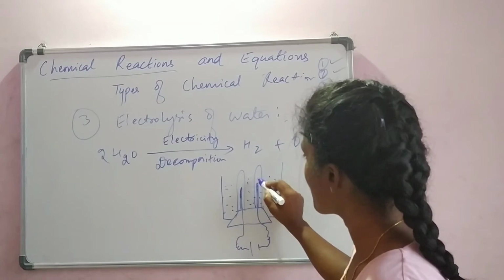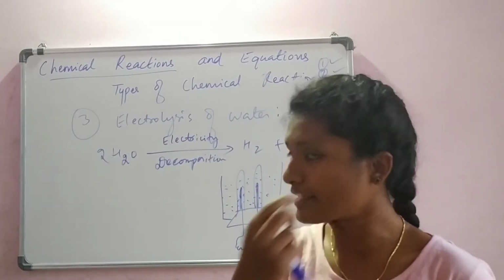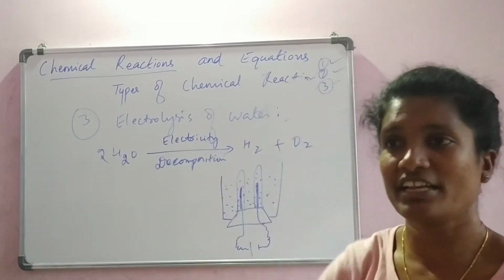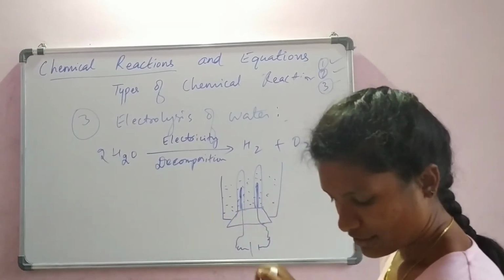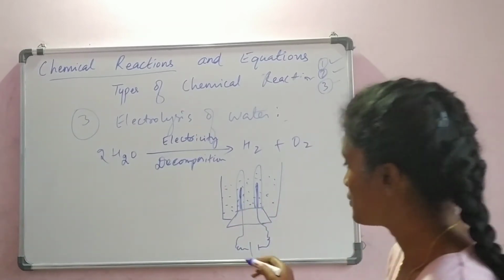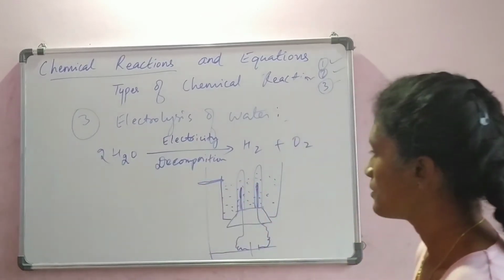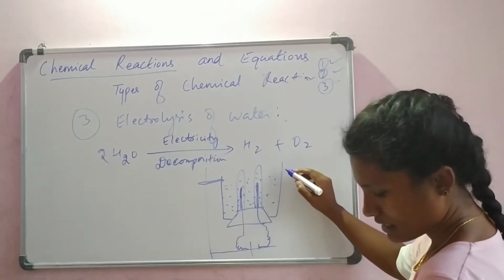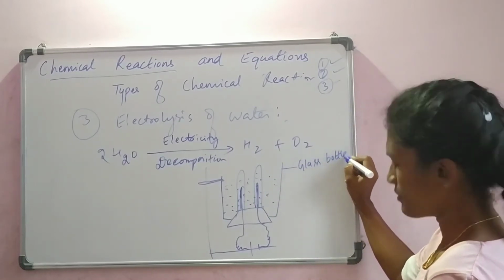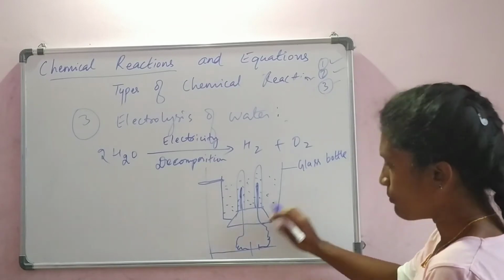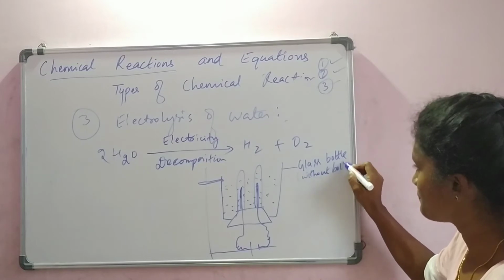Of course, some water also gets into the test tubes. If the water doesn't get in, you need to take water in the test tubes and then invert them. There should be water inside the test tubes also. Okay, so this is the setup. Now, we will describe each part. We have to hold this, right? Let us put a stand here. This is a glass bottle or a beaker, without a bottom. There is no bottom, so mention that.